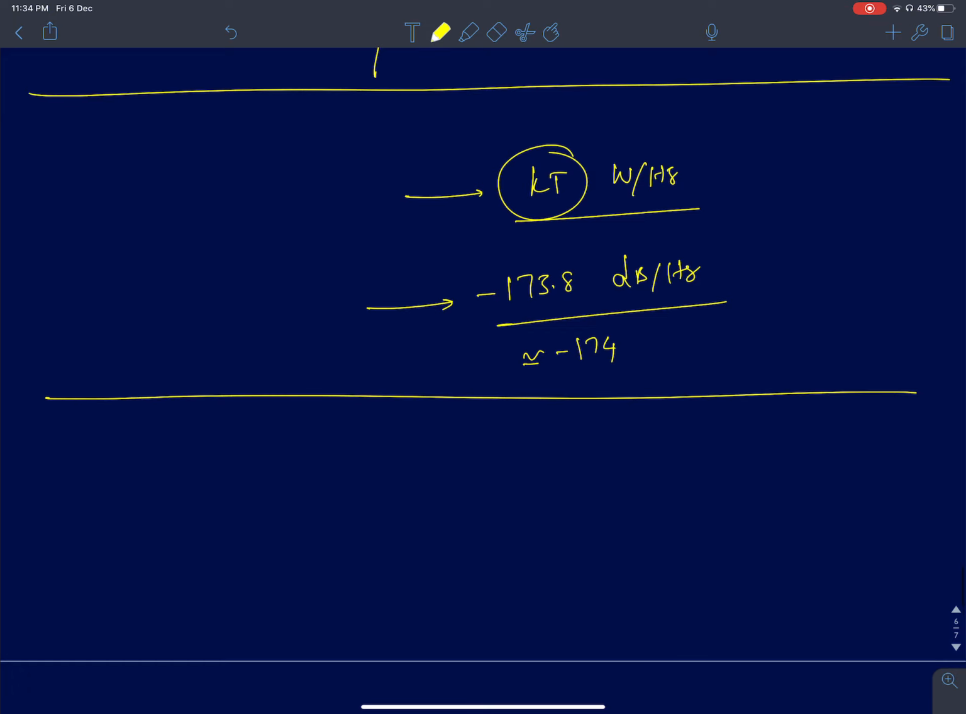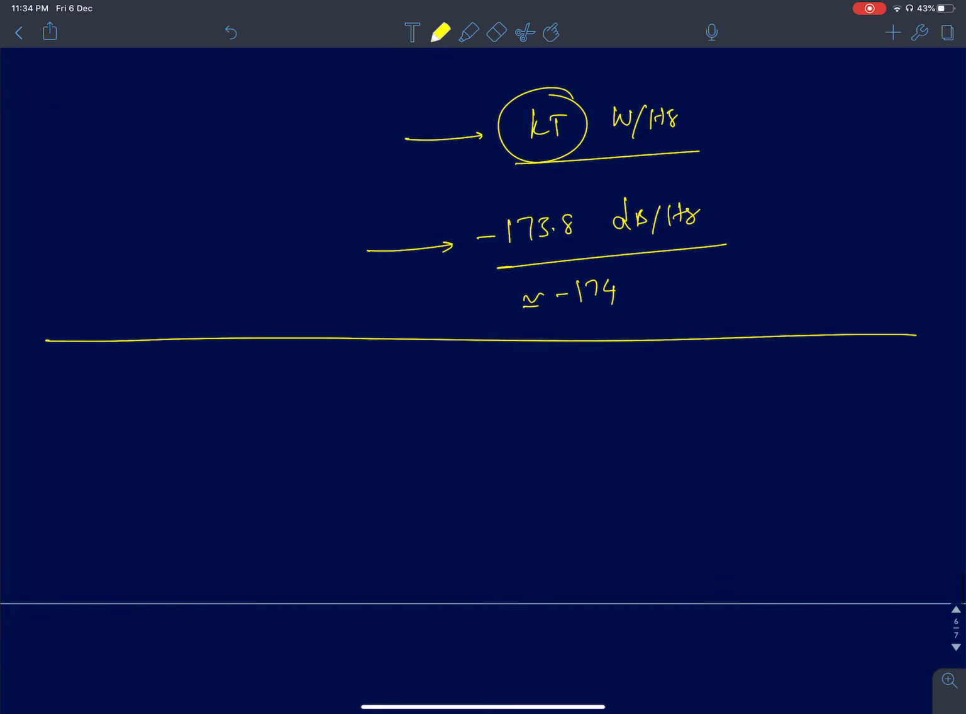So now we discussed two things: available source power and available noise power. For a voltage source with a finite source resistance, the available power is simply Vs square by 4Rs. And similarly, for the noise of a resistance of any value, the available noise power is simply kT watt per hertz. kT is the available noise power. Now this value of minus 173.8 or 174 is at T equal to 300 Kelvin. I'm sorry, I forgot to mention that.